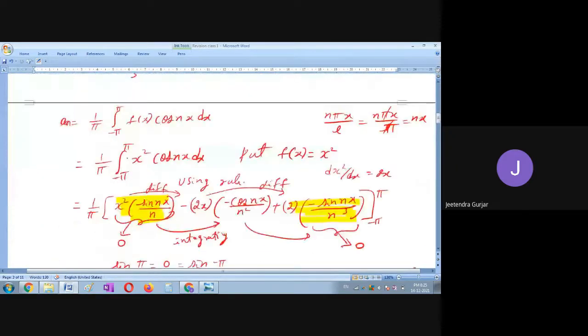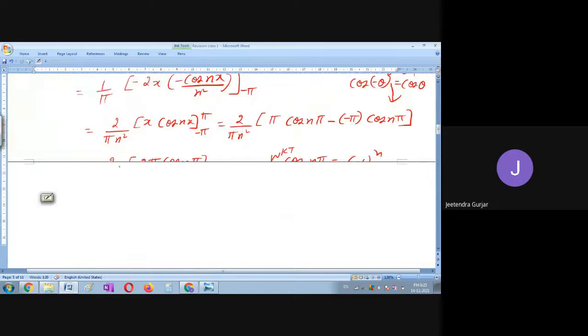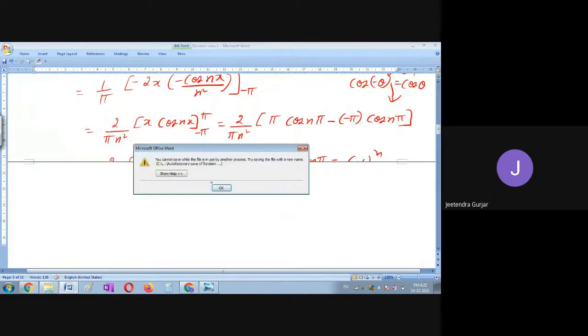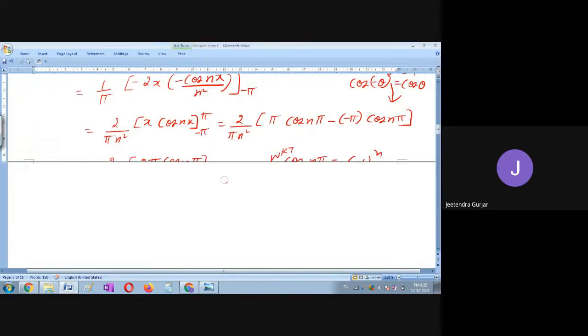So this is equal to 4, since 2 into 2 is going to become 4, pi divided by pi n square minus 1 raised to n. So pi and pi will get cancelled. Therefore the answer is an is equal to 4 upon n square, minus 1 raised to n. Okay, so this is an.